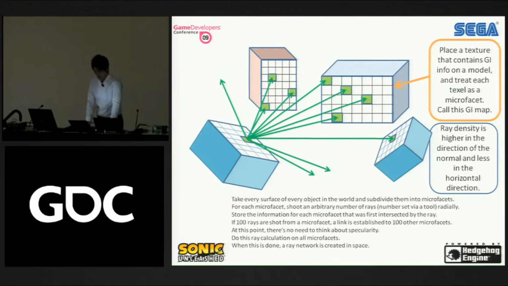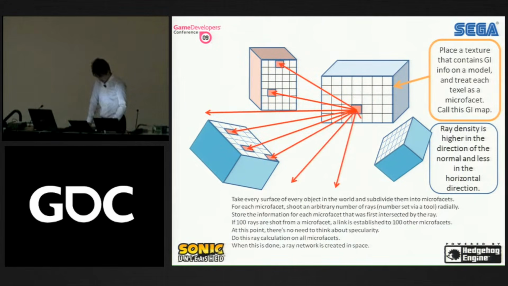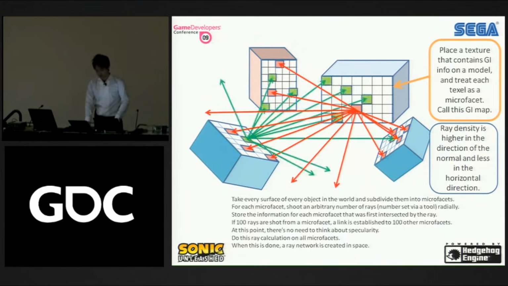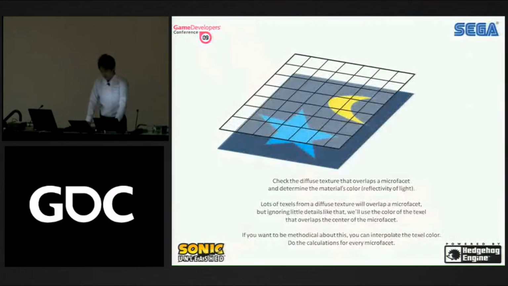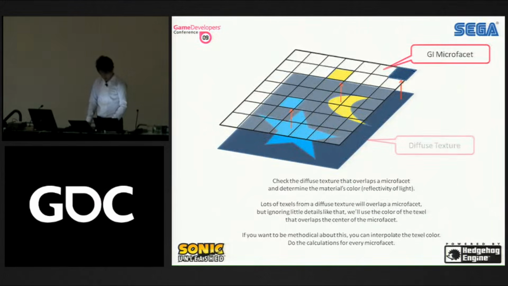For each microfacet, shoot an arbitrary number of rays radially. Store the information for each microfacet that was first intersected by the ray. You don't need to worry about specularity at all at this moment. Do this ray calculation on all microfacets. When this is done, a ray network is created in space, as you can see here.